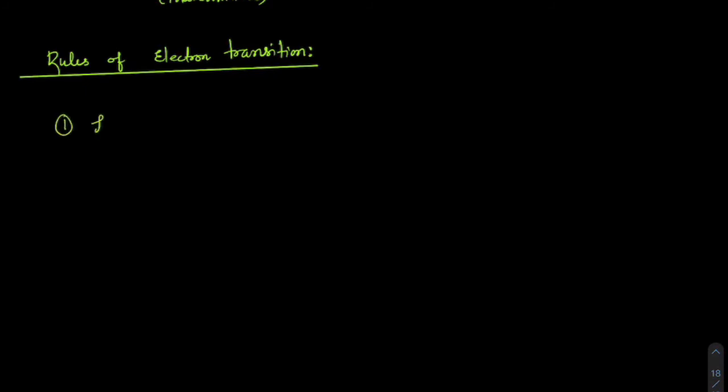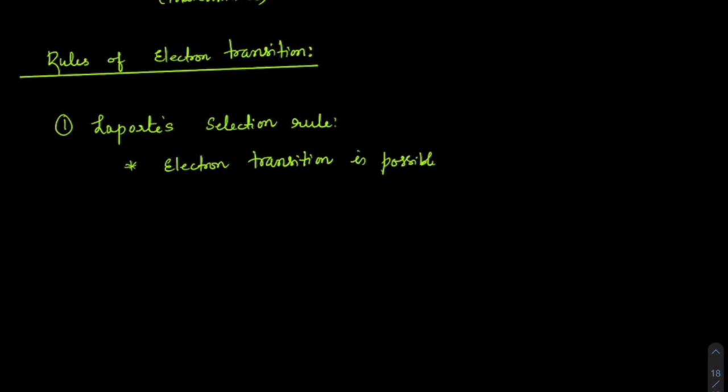This first rule is called Laporte's selection rule. It tells us electron transition is possible if delta L is plus or minus 1. Delta L means the change in the values of, what do you say, the transition in the shapes.